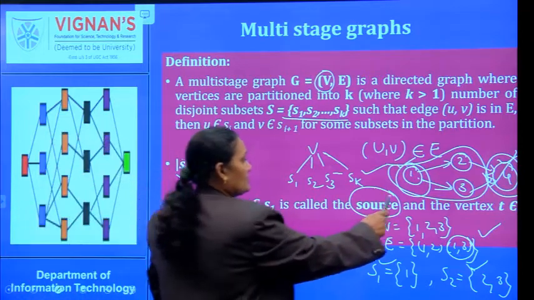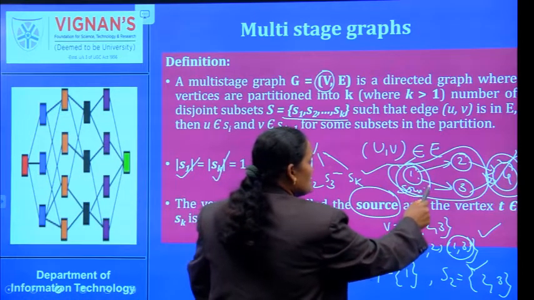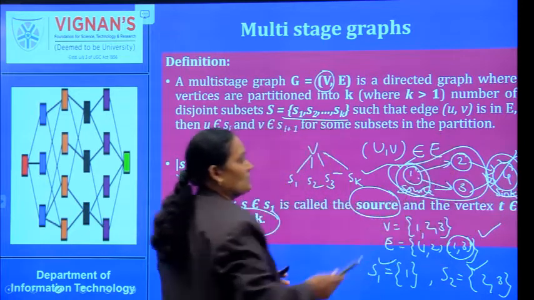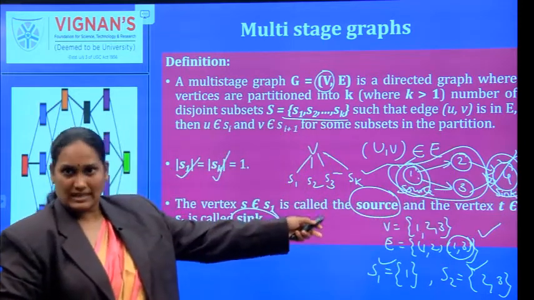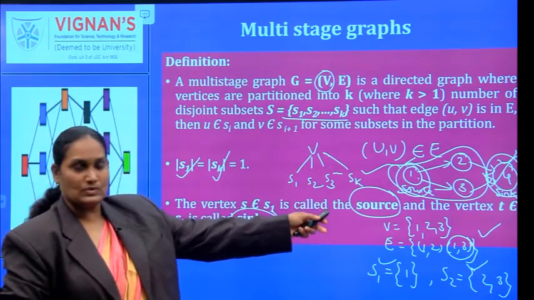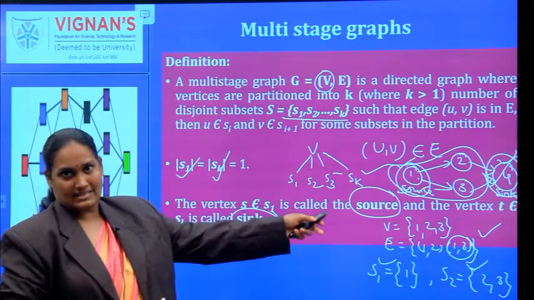Here in this graph, what is the source? Source is 1. What is the sink? Sink is 4. The starting vertex is 1, so that's why it is called the source. The ending vertex is 4, that's why it is called the sink. Right.